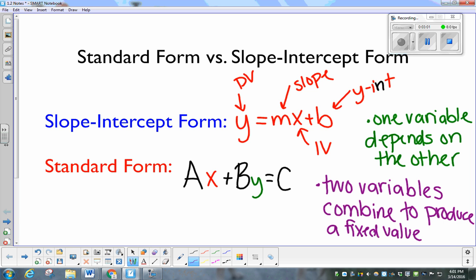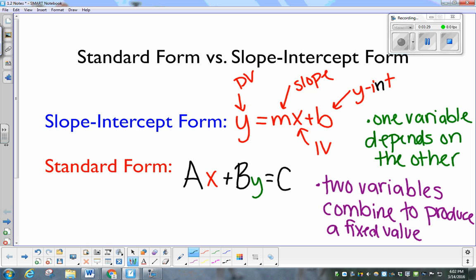Now this might be something like, one example that we're going to see in our new unit is you're selling hats for $3 and maybe number of hats is x, plus you're selling shirts for $8, and so number of shirts would be y. And altogether, the money you make should be $100, something like that. So you're putting those two together to make one value.